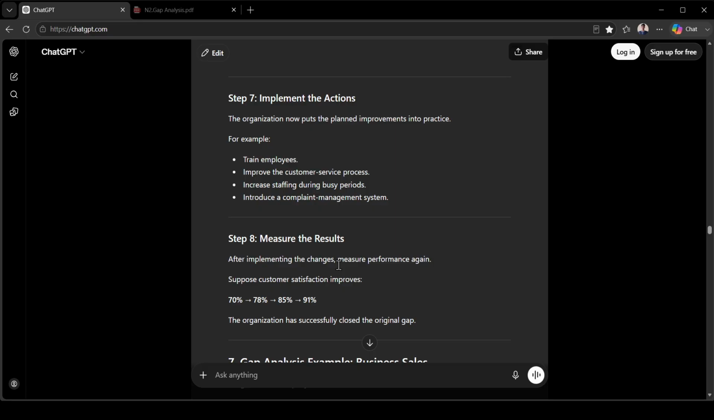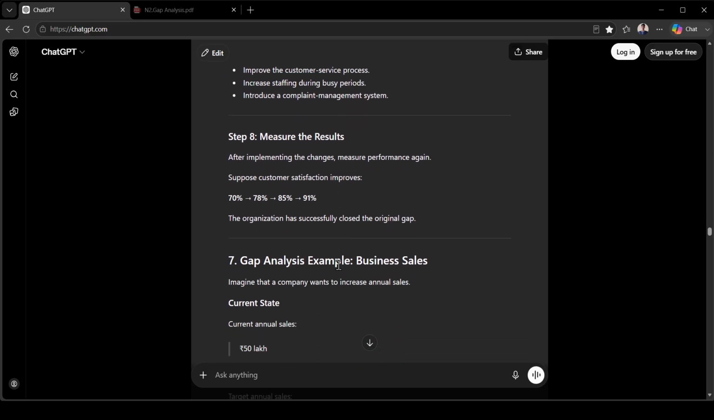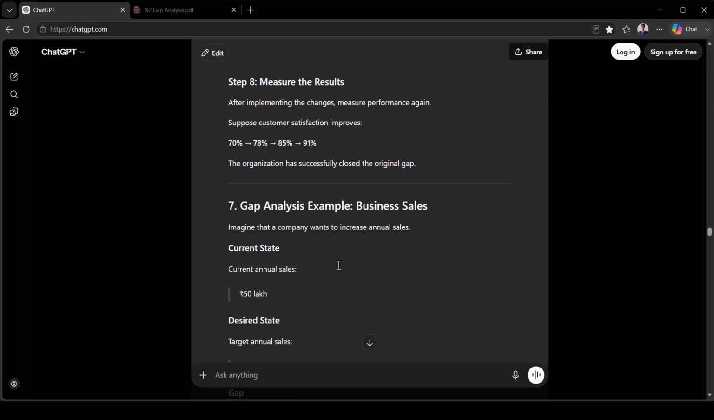Step 8: measure the results. After implementing the changes, measure performance again. Suppose customer satisfaction improves from 70% to 78%, 78% to 85%, 85% to 91%. The organization successfully closed the original gap.